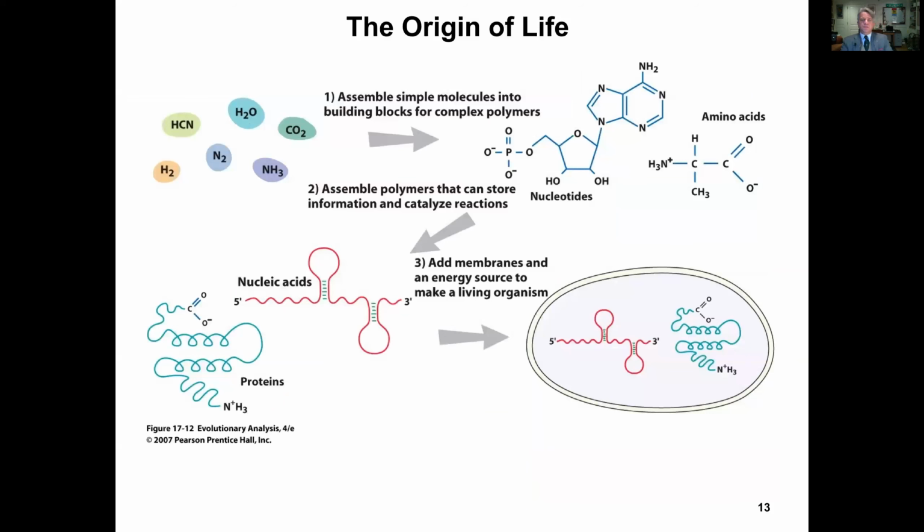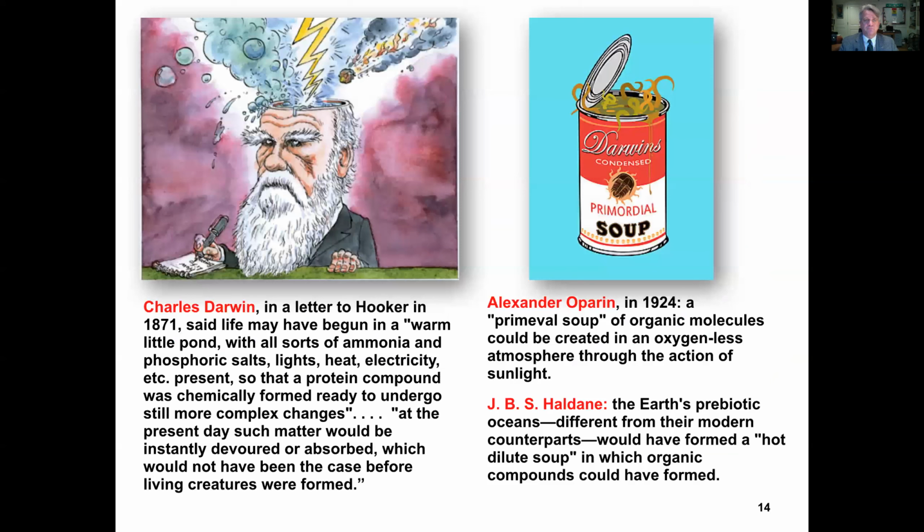Now, we could think about the origin of life. If we wanted to construct an organism, we have these challenges. One, we have to assemble simple molecules into building blocks for complex polymers. We have to assemble the polymers so that they can store information and catalyze reactions. So we need information storage and biochemical work. Then we should add a membrane and an energy source to complete the makeup of a living organism.